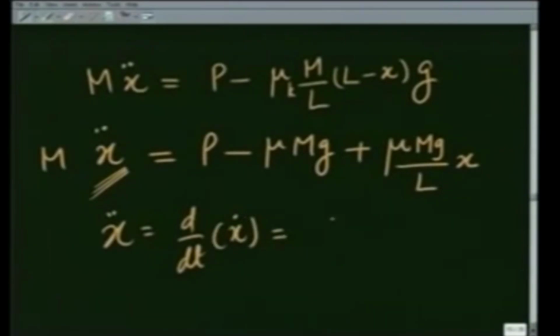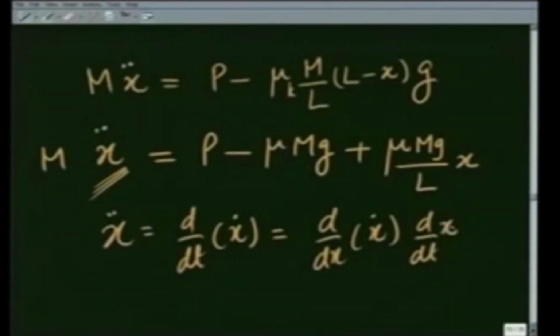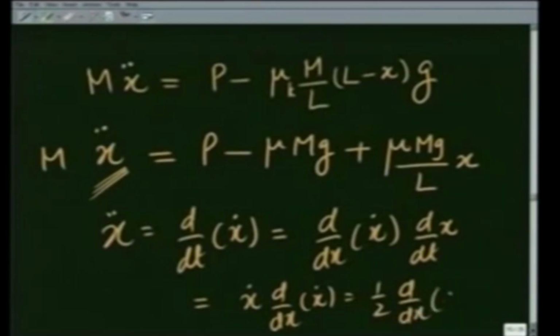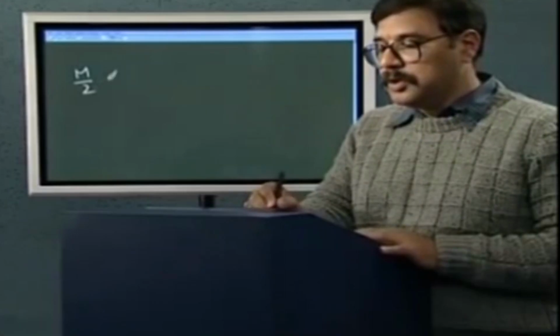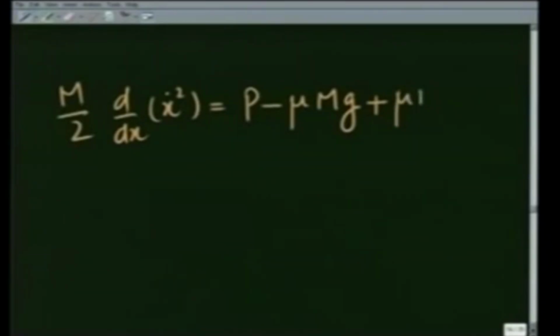So, this I can write using the chain rule as d over dx of x dot times d over dt of x, which is nothing but x dot d over dx of x dot, which is 1/2 d over dx of x dot square, and therefore, my equation becomes m over 2 d over dx of x dot square is equal to p minus mu m g plus mu m g x over L.